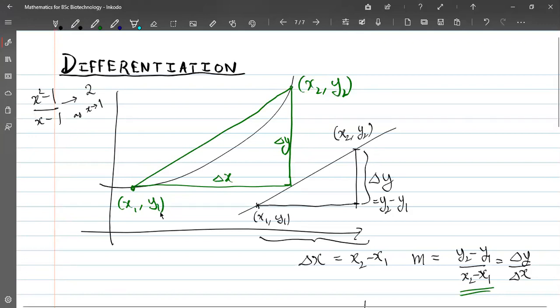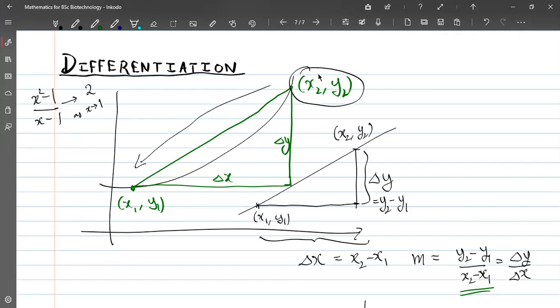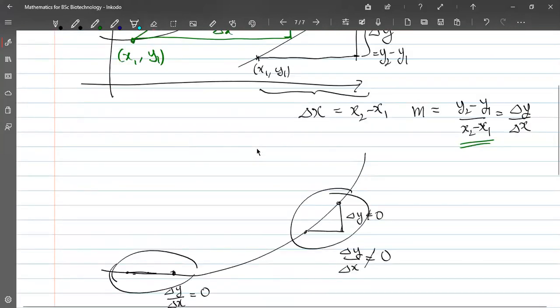So in the same way, we want to find the limit of this as the second point x2, y2 approaches the first point. So if we found the limit of this slope, delta y upon delta x, as the second point approached the first point, then that would in some sense be the slope of the curve at the single point. Although obviously the definition of slope requires 2 points, we can find it as a limit and say that that is the slope of the curve at a point. So let's try to do that.